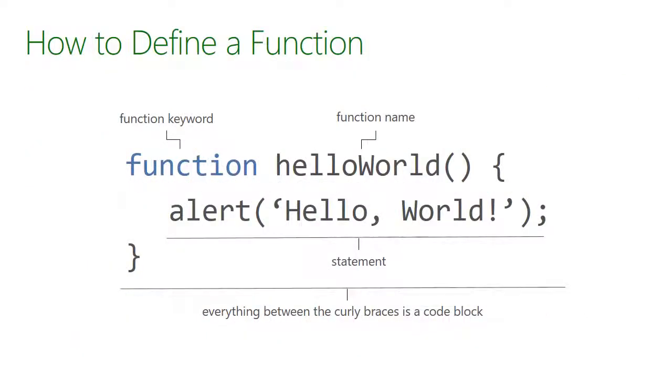How do you define a function? Okay, so this is the way that you can do it. You use the function keyword, then you make up a function name, something hopefully descriptive that describes what the function does. Then you would have brackets afterwards, which may contain some values or variables, and within the curly braces you have a code block, and inside that code block would be one or more statements.